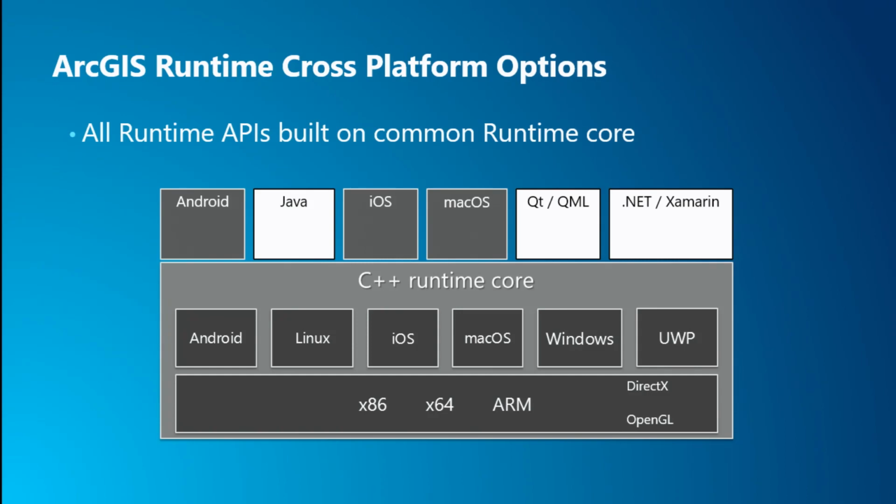Qt and QML for every platform that we have listed up here: Android, Linux, iOS, Mac OS, Windows, and UWP. Well, sorry, UWP not quite yet, but it will be there. And .NET Xamarin, which will target iOS, Android, Windows, WPF, or UWP. Right, so these are our three promoted technologies, developer experiences, development environments that we provide a Runtime SDK for that you can use to target cross-platform solutions.